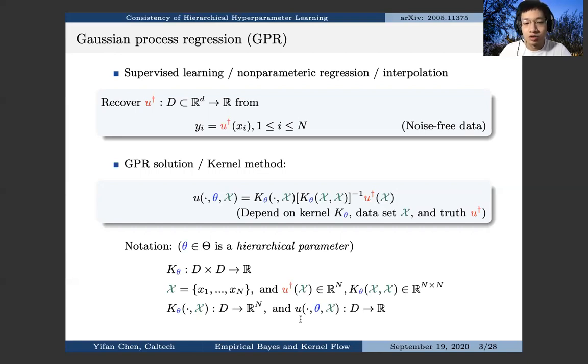Finally, the GPR solution u(dot; theta, X) is given in the following form. This should be very familiar to you if you have some experience in GPR or kernel methods. Usually there is also some regularization, adding some gamma times the identity matrix if you have noise, but here we are doing the noise-free scenario, so this will be the final solution. It depends on three important things: the kernel k theta, where theta is a hierarchical parameter, the data locations X, and the ground truth u dagger.